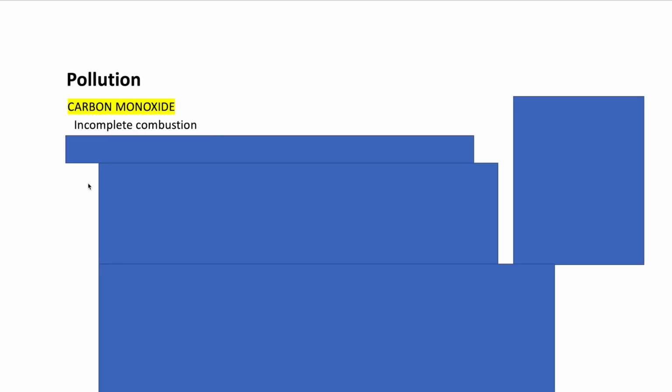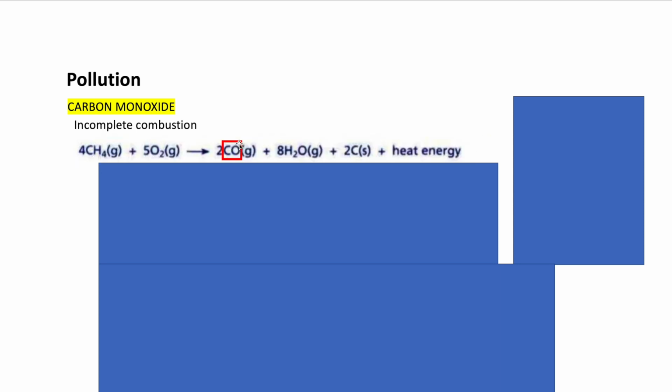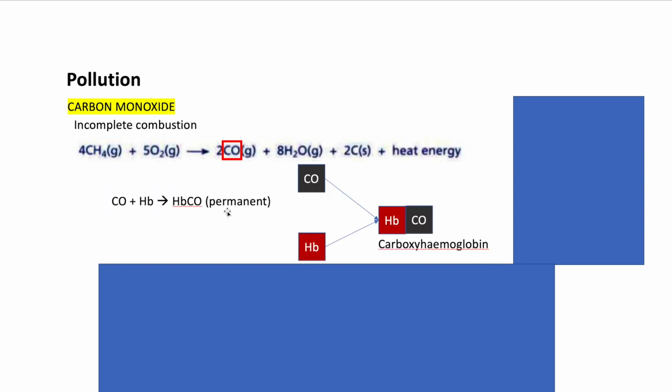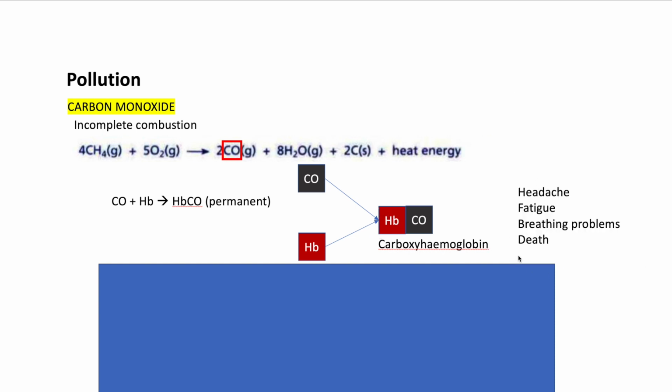The main pollutants will be carbon monoxide. Carbon monoxide is a gas that is produced in the process of incomplete combustion. Each carbon atom does not have enough oxygen to produce carbon dioxide. It didn't receive two oxygen atoms. Instead it only receives one. What this does is it permanently binds to hemoglobin in the blood to form carboxyhemoglobin, students' favorite word. As a result, this hemoglobin molecule is not able to carry oxygen. This causes an array of symptoms and even death.